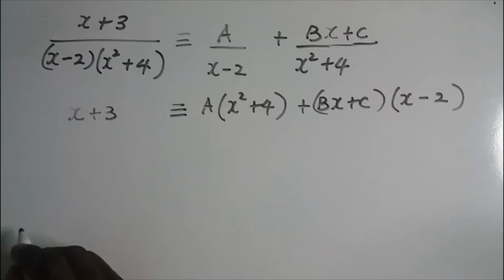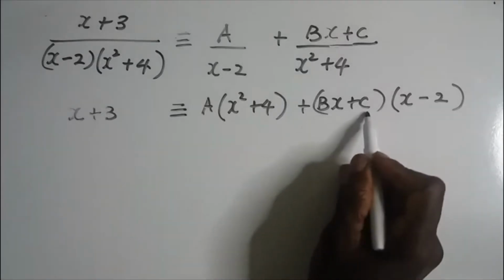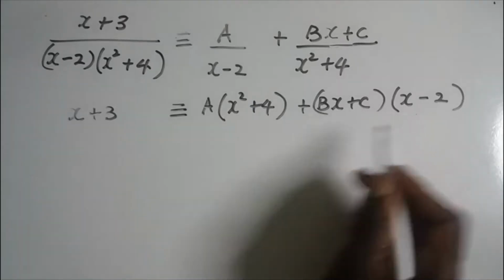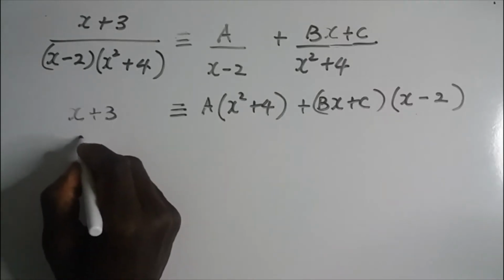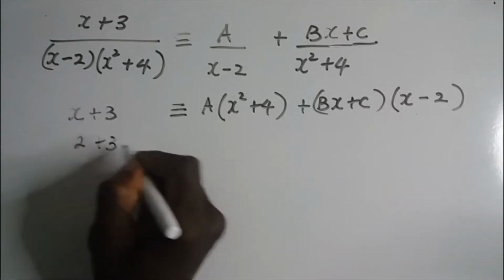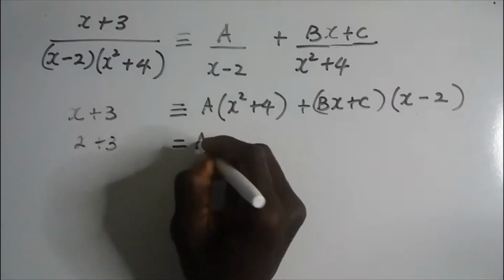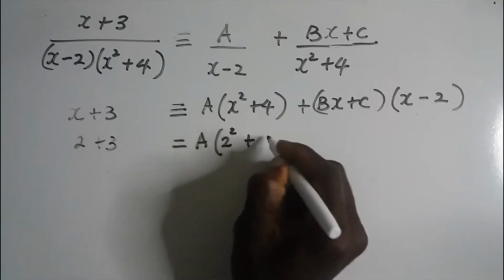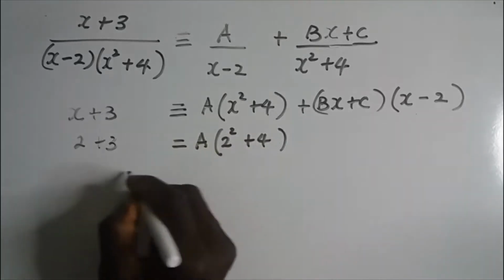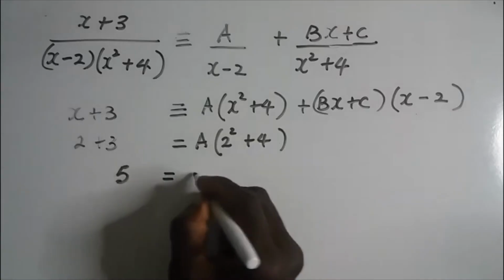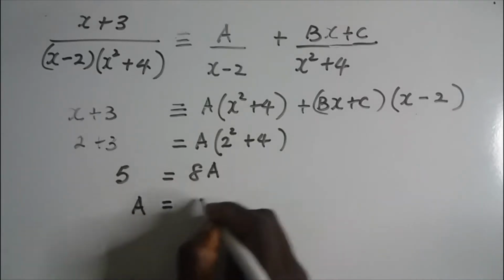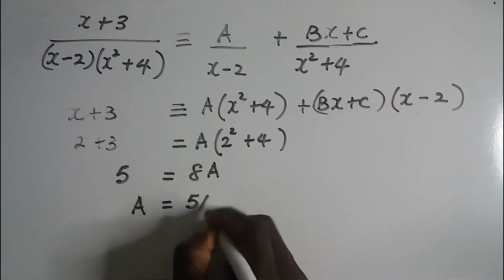Now, if we want to eliminate both B and C here, we can set x to positive 2, and then this will reduce to 0, and the left hand side now is 2 add 3, that's equal to A into 2 squared add 4. So we have 5 is equal to 8A, given that A is equal to 5 over 8.